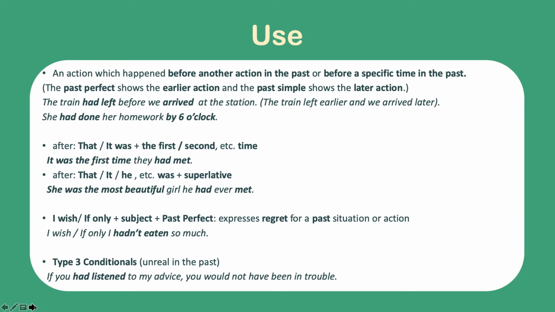Now we also use the past perfect with I wish and if only to express regret for a past situation or action. I wish I hadn't eaten so much. If only I hadn't eaten so much. And we use it for the type 3 conditionals to express the unreal in the past. For example, if you had listened to my advice, you would not have been in trouble, but you didn't listen.